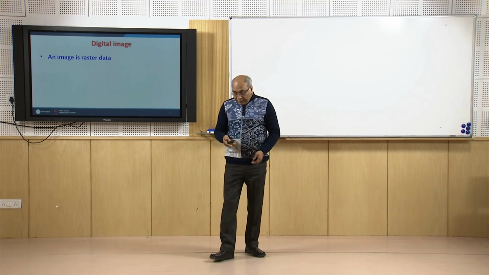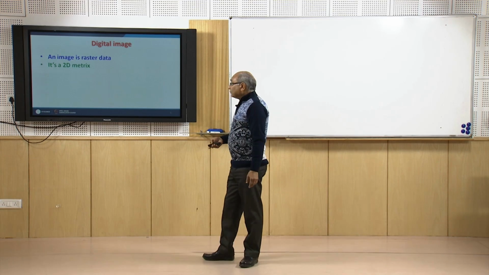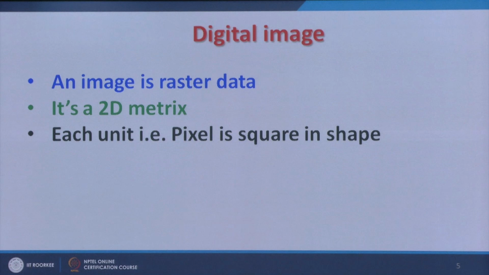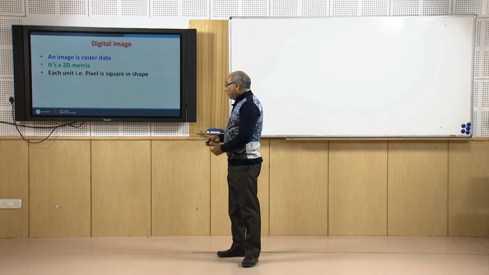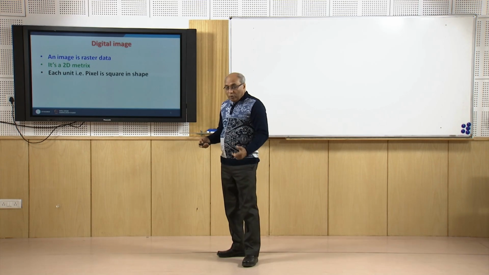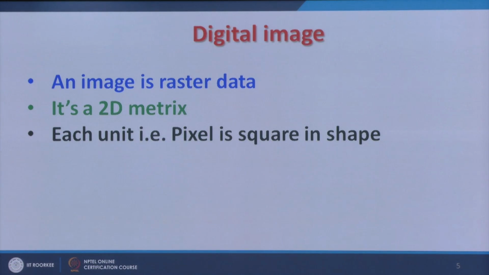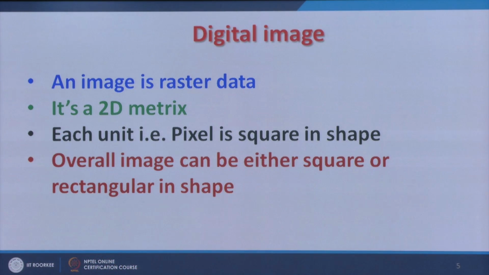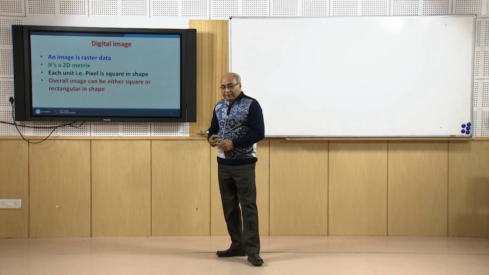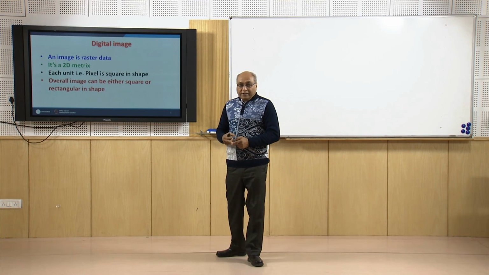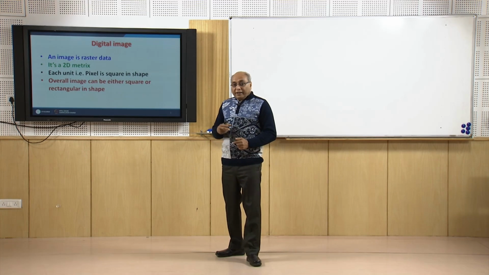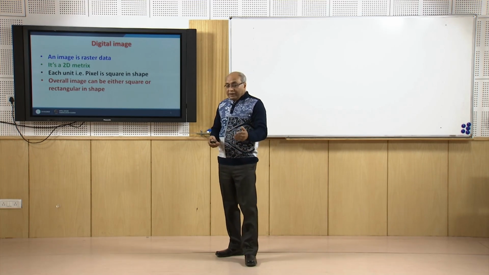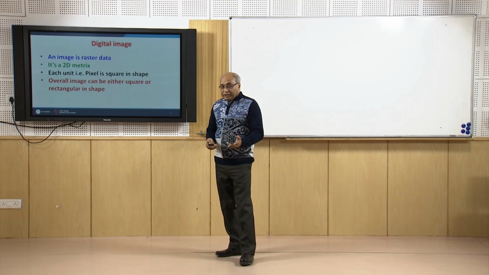It is nothing but a two-dimensional matrix, and each unit of a digital image, as I have already mentioned, is called a pixel. A pixel is always square in shape. However, the overall size of a digital image can be either square or rectangular. So it is very important to note that the unit of an image is a pixel, which is always square, but the overall size of an image can be either square or rectangle. An image can have no other shapes than these two.